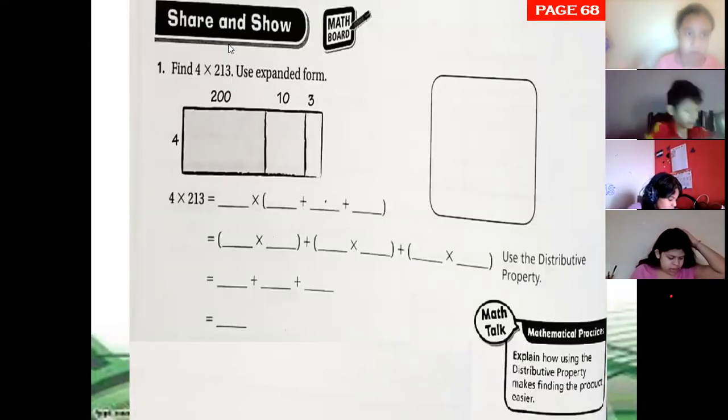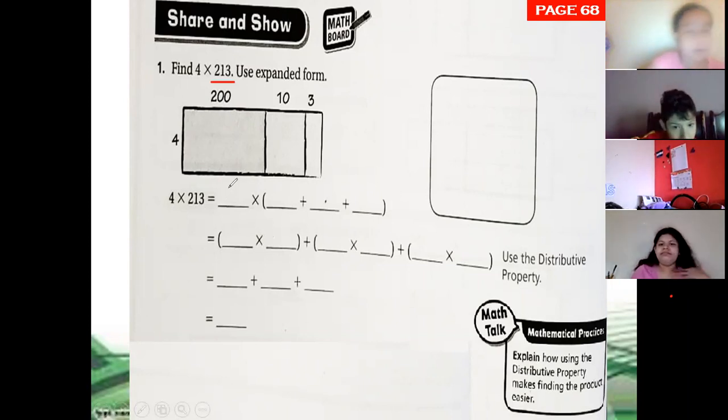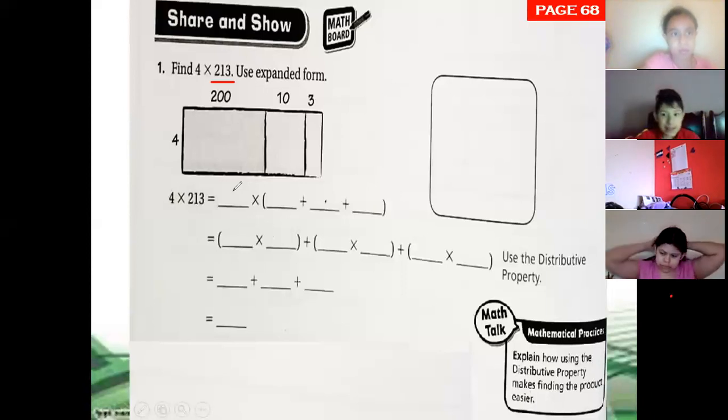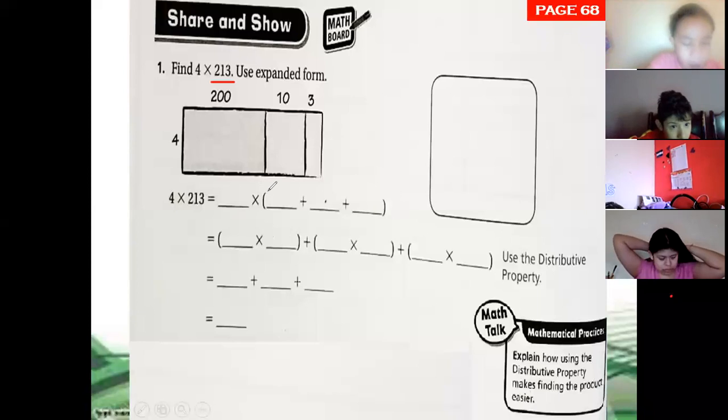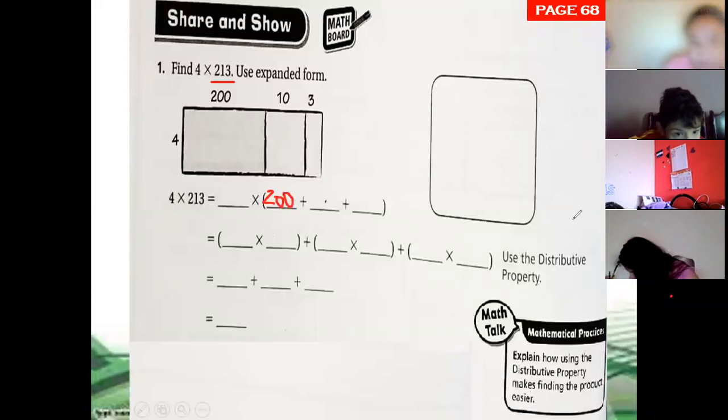Number 1. Let's do this quickly. We already have the expanded form of 213. So we have to copy here the multiplication. What is the first factor that we have to write here? 2 and 2 zeros. It's 200 here, inside the addition.